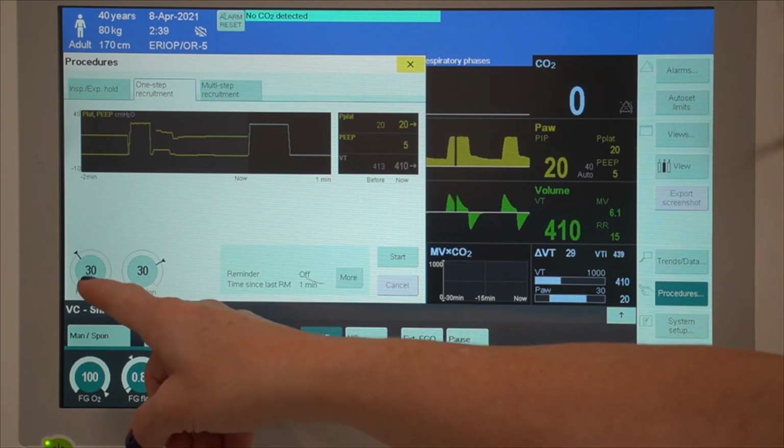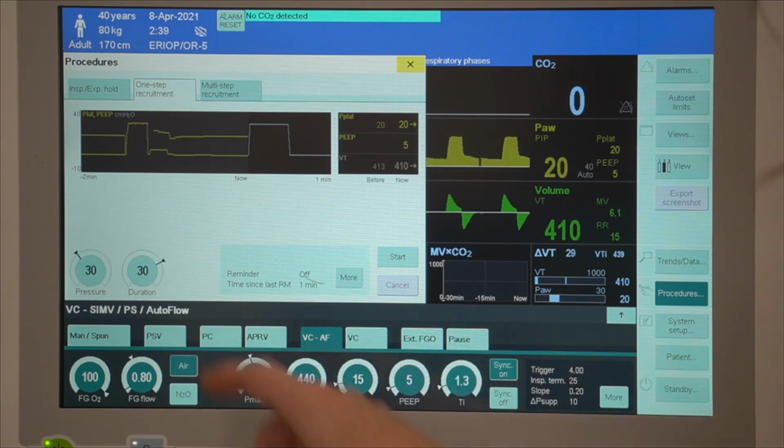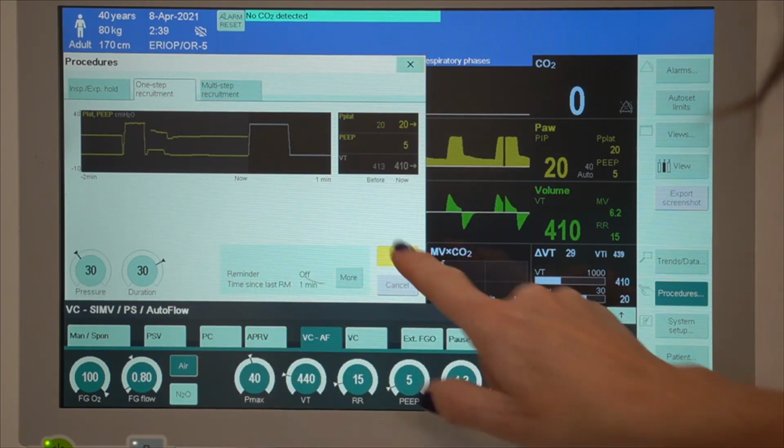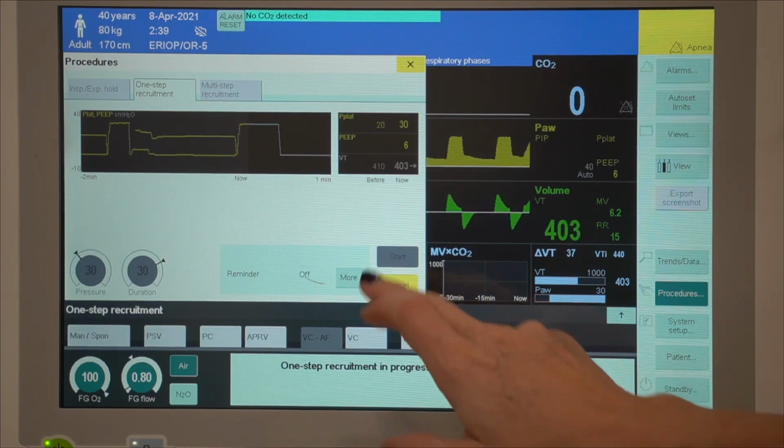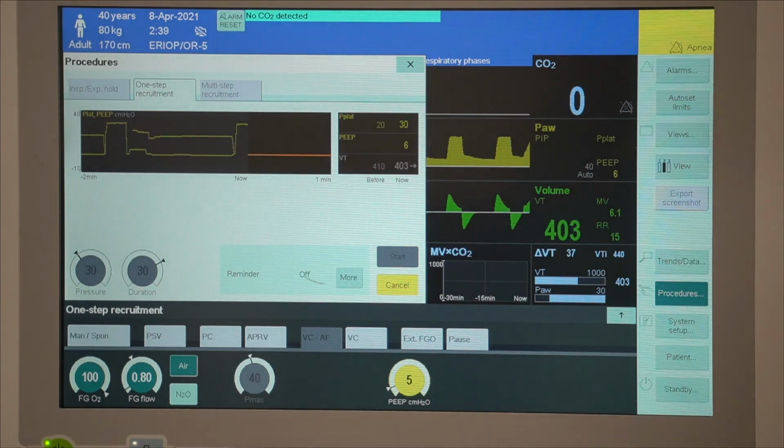So normally we have 30 millimetres of mercury for 30 seconds. And remember, once you start, it will not let you repeat it for another 30 seconds. If during the procedure you need to cancel, just touch the cancel button and confirm. However, it is possible at this stage to adjust your PEEP.